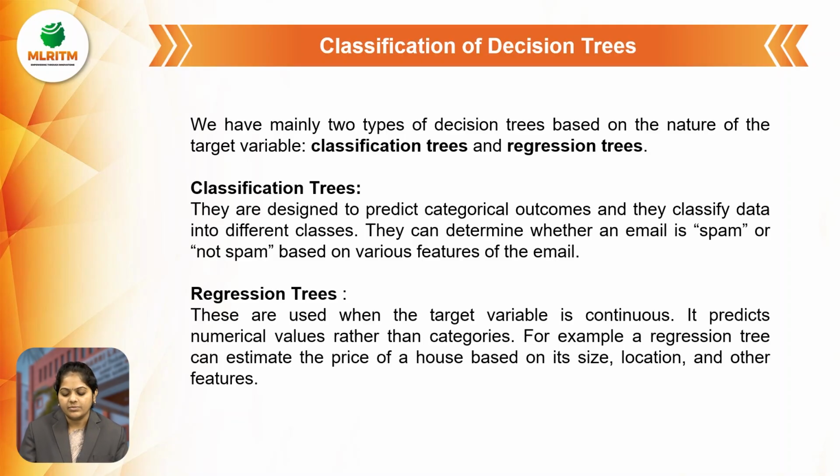numerical values rather than categories. For example, a regression tree can estimate the price of a house based on its size, location, and other features. So let's consider this example, estimating the price of a house. In the middle of the city, we might have a maximum price for the house based on the size, the location, or other features, or G plus to G plus, so that we can verify the price of a house.